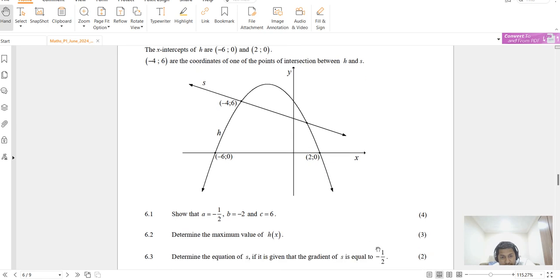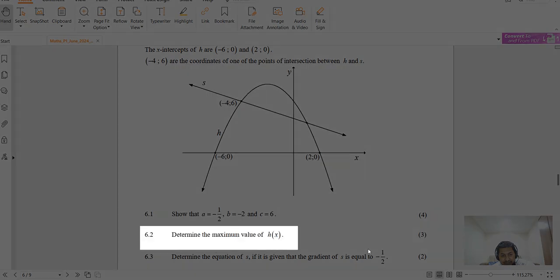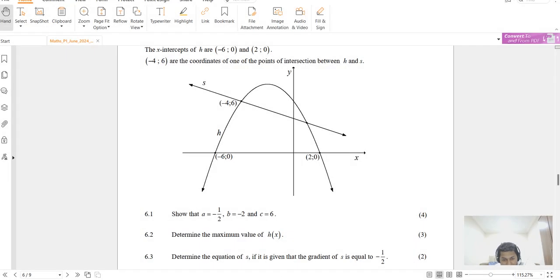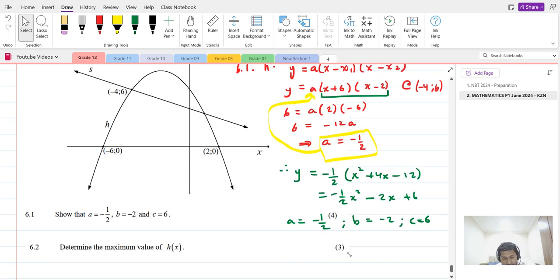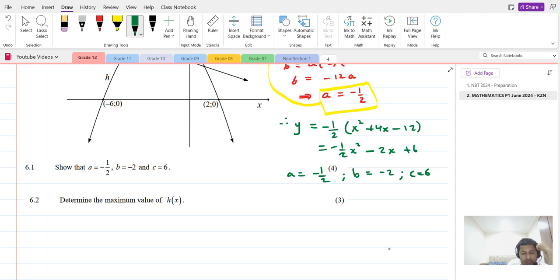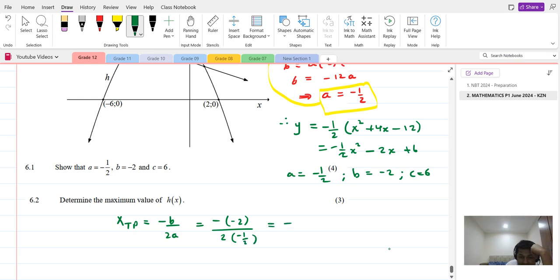Next question. Determine the maximum value of h of x. Yes, to find the maximum value, we can find the derivative or just use minus b over 2a. So x value of the turning point is minus b over 2a. B is minus 2, and 2 times a is minus half. We can clearly see we have 3 negatives, so negative 2 divided by negative 1, so the x value of the turning point is negative 2.